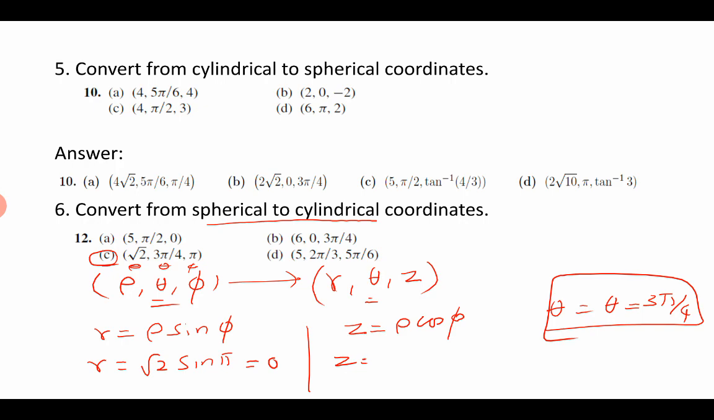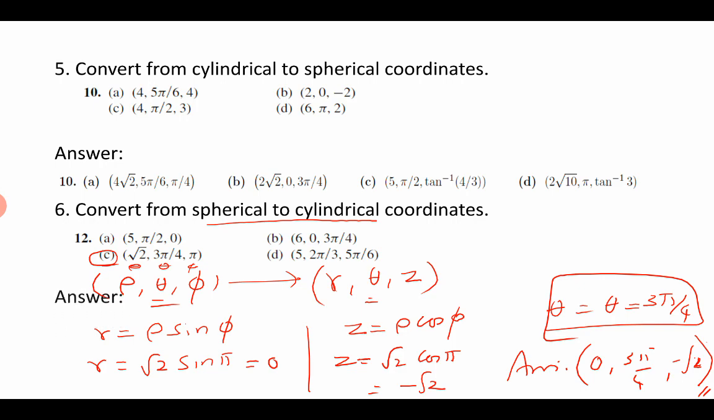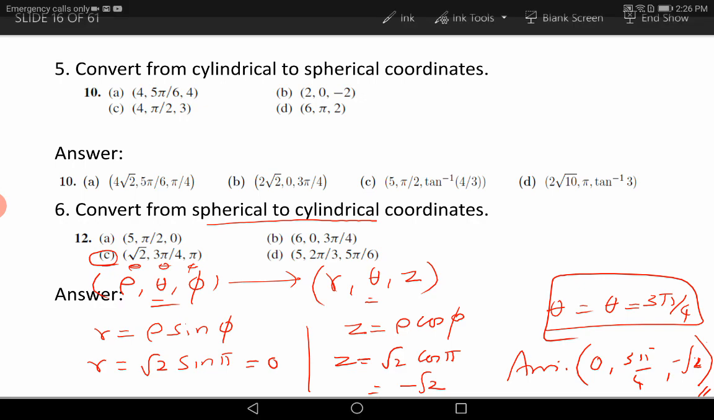And z is rho cosine phi, root 2 cosine phi. Cosine phi is negative 1, so you get negative root 2. Therefore the answer at the end we will write as an ordered triple, r, theta, z: r is 0, theta is 3 pi over 4, and negative root 2 is the value of z. That's the end of the conversion. All the 6 cases have been discussed. Now we are going to a different case.